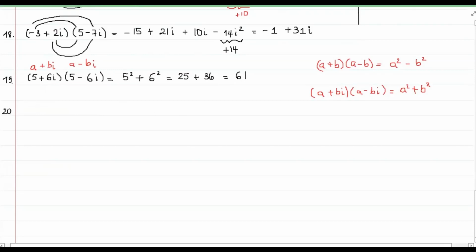Number 20. We have negative 7 plus 2i, and negative 7 minus 2i.